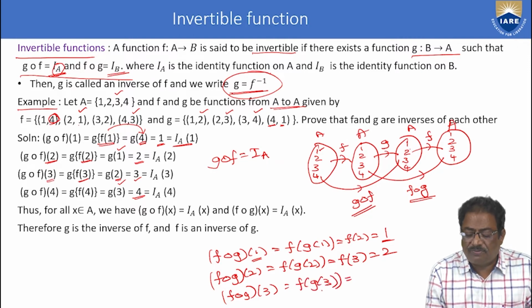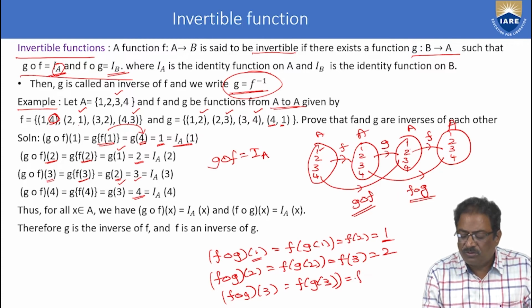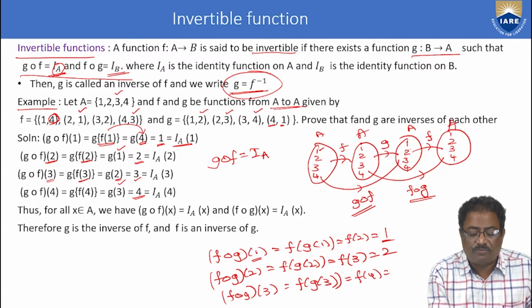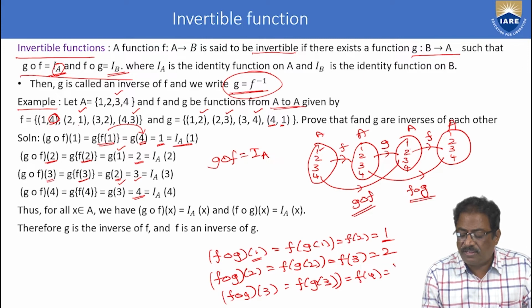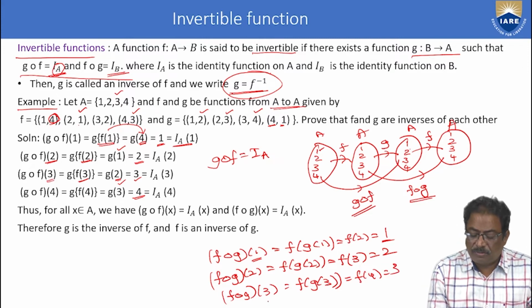What is g of 3? g of 3 is 4. So this is f of 4. What is f of 4? f of 4 is 3. Like this.